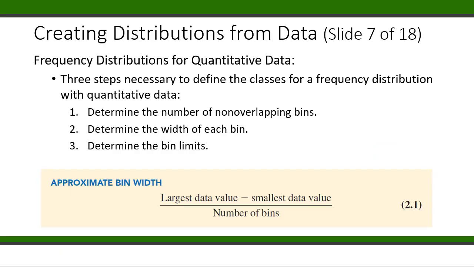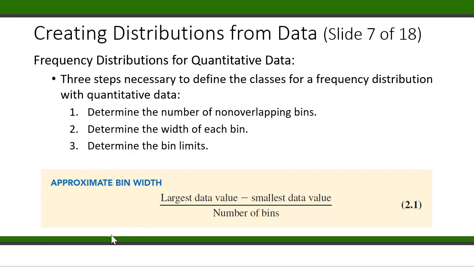The next thing we want to talk about is distributions of data for quantitative data. So there's three steps you have to do. First, determine the number of non-overlapping bins that you're going to have. Determine how large those bins are going to be. So quantitative data might be age. So you might have 5 bins of ages, so you could actually compare the ages from one group to another group. And then determine the bin limits.